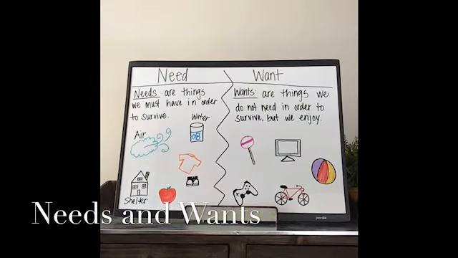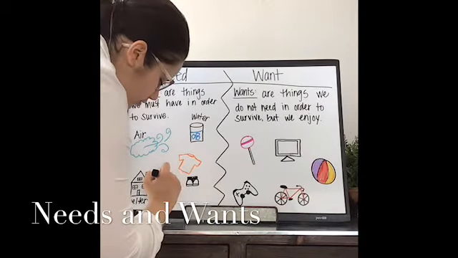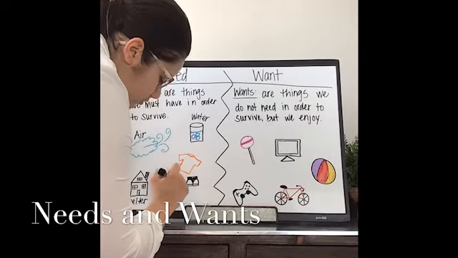Now I want you to look at this picture. What do you think this is a picture of? An apple, of course. An apple is a type of what? A type of food. Good job. So we need food in order to survive. We need good food for our body in order for our body to survive and grow. So I'm going to write food.